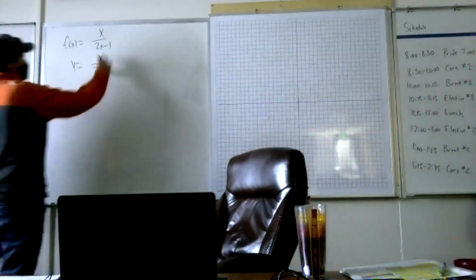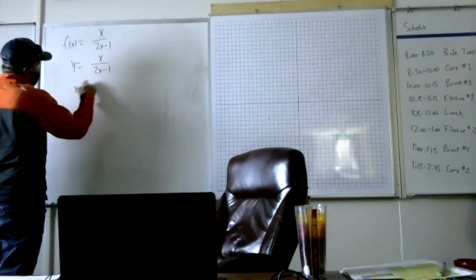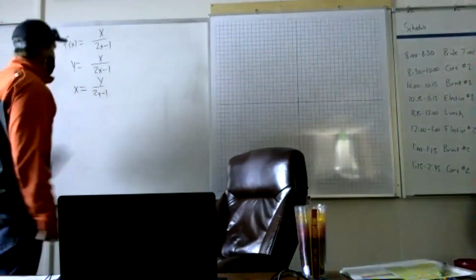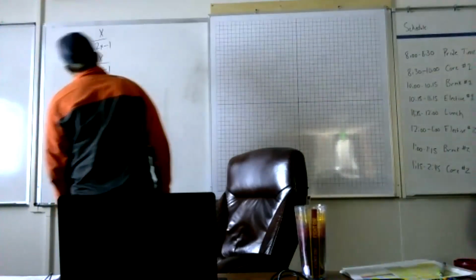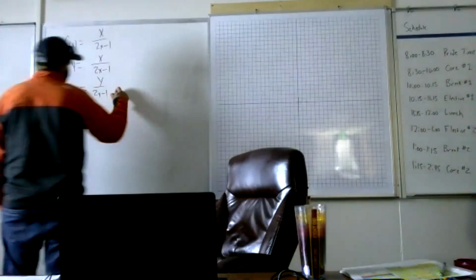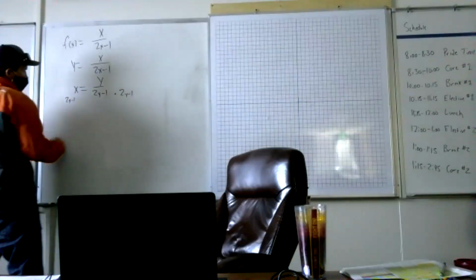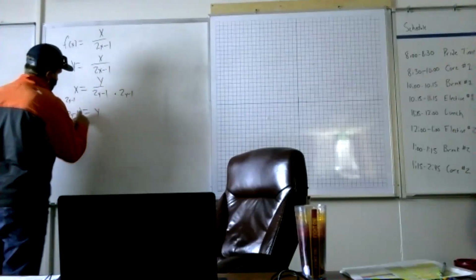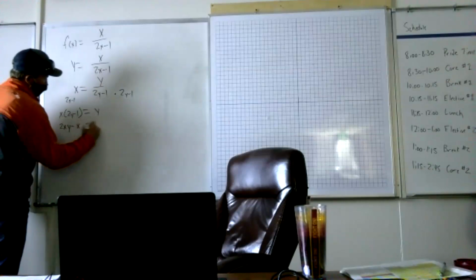Still on step two. Now here comes the switch. Here I have two x's, so I need to have two y values. So x is equal to y over 2y minus 1. And now I want to begin to isolate my y values. So first step, multiply this side by 2y minus 1, and multiply this side by 2y minus 1. So that gives me x times 2y minus 1 is equal to y. Distribute. 2xy minus x is equal to y.